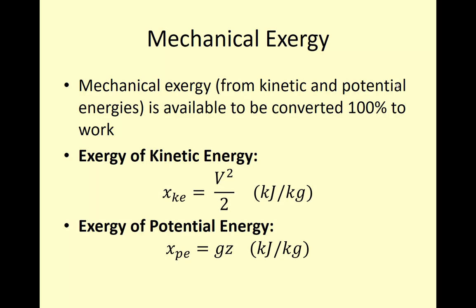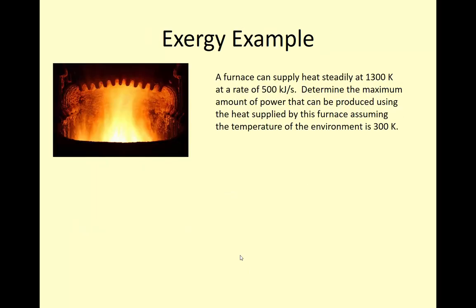So we could subtract off V minus V sub 0, both of those terms squared, but V sub 0 by necessity at the dead state is 0. So we just take this term V squared over 2, and then the same for potential energy. It's just the gravitational constant multiplied by Z, which is our elevation at our initial location.